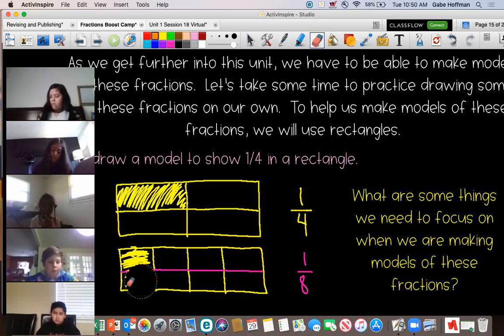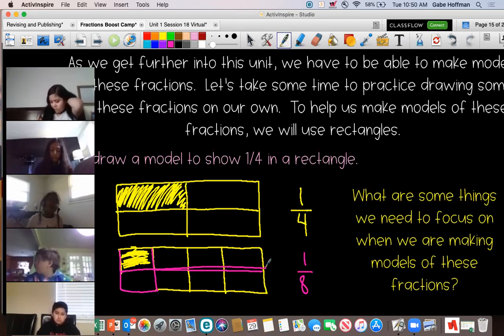So if I was making eighths, just so we're clear, you don't have to do this one. But if I was making eighths, I could do it like that right down the middle, and I would have 8 pieces now, and I have 1 out of 8 shaded in. Okay? So that is always making the rectangle.